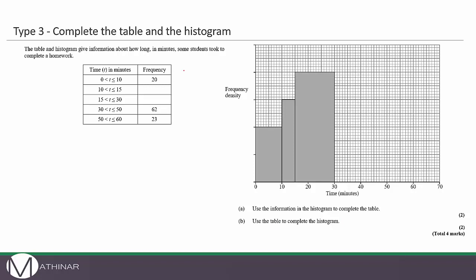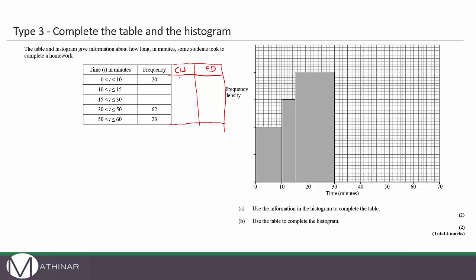So the first thing that we're going to do is add our two columns on, so class width and frequency density. Now the one thing to note on this is in your histogram, on your y-axis for the frequency density, there is currently no scale. So we need to figure out what that scale is as well. So let's fill in on the table what we can.